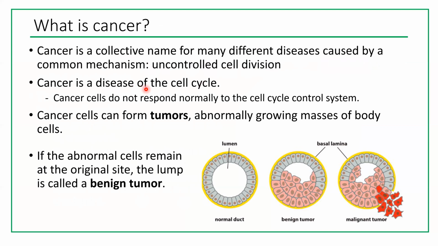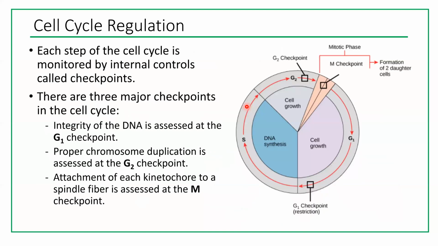Cancer is a disease of the cell cycle. Cancer cells do not respond normally to the cell cycle control system. So we just talk about these checkpoints. So now what's gonna happen, I will go back for a second. What's gonna happen, for example, over here, if this cell has a DNA mutation and it's not functioning properly, what's gonna happen at this point of time?